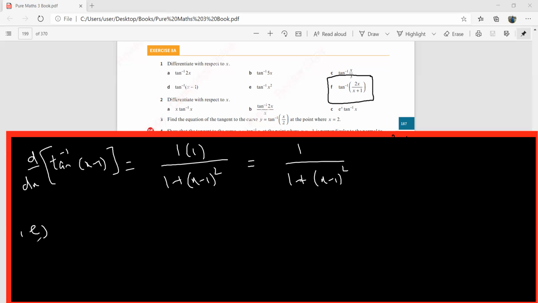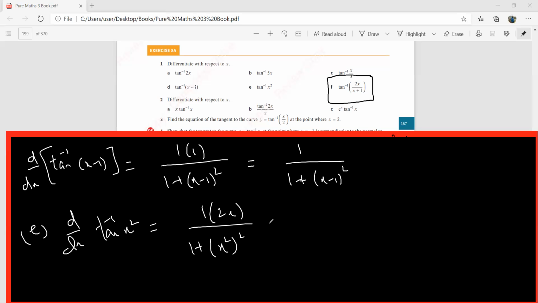Look at the e part. You have to differentiate tan inverse of x square. So this will be 1 over 1 plus x square square, and then you have 2x.